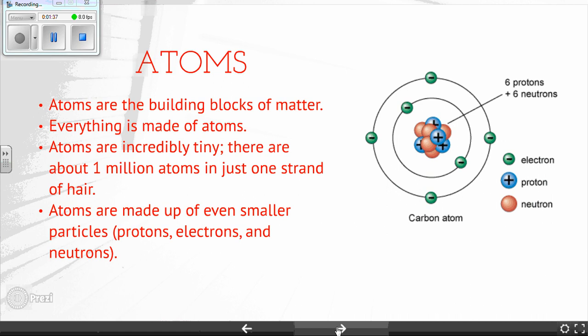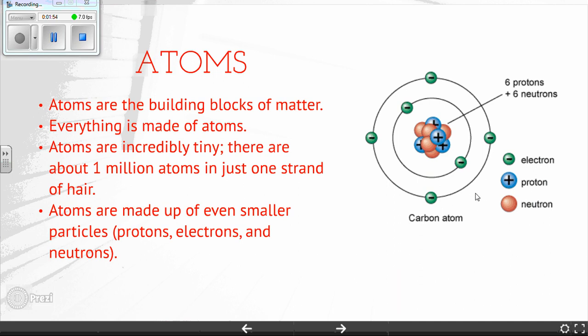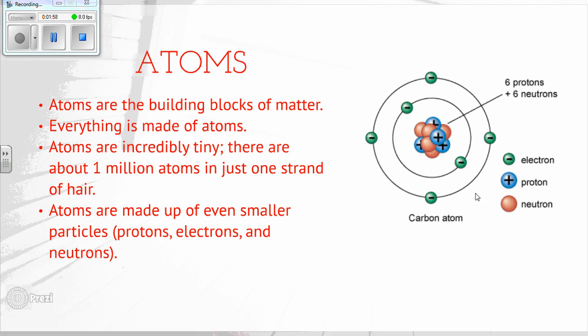And then atoms are made up of even smaller particles, which we call protons, electrons, and neutrons. Over here in our picture, we are looking at a picture of a carbon atom. We're going to use lots of pictures and diagrams and models in order to represent an atom because, like I said, they're very hard for us to see with the naked eye. But this would be a picture of a carbon atom, and there's all different types of atoms, which we will talk about throughout this lesson.